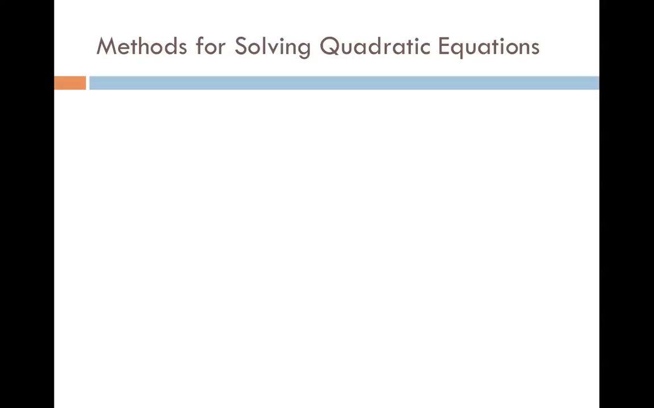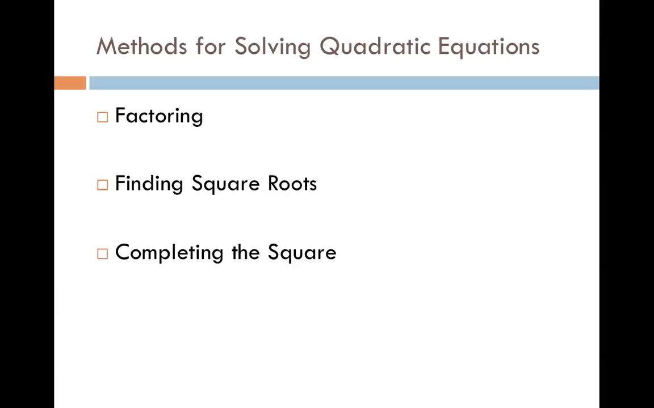All right, so at this point now, we have several methods for solving quadratic equations. We've talked about being able to factor quadratic equations to solve them. We've talked about finding square roots. We've talked about completing the square. And our fourth and final method is going to be using the quadratic formula, which is actually just a shortcut of the completing the square method.